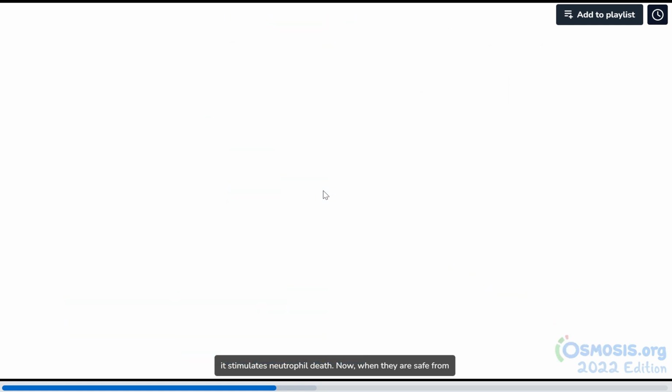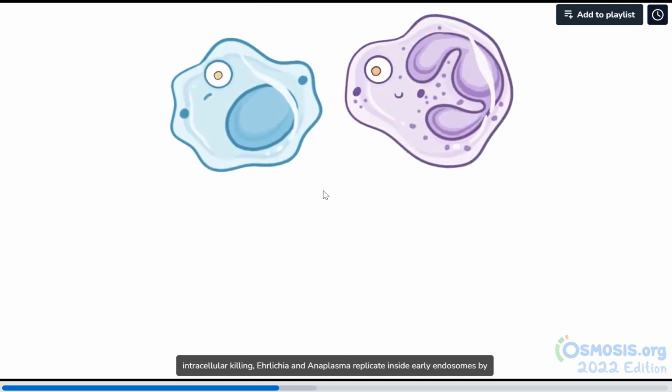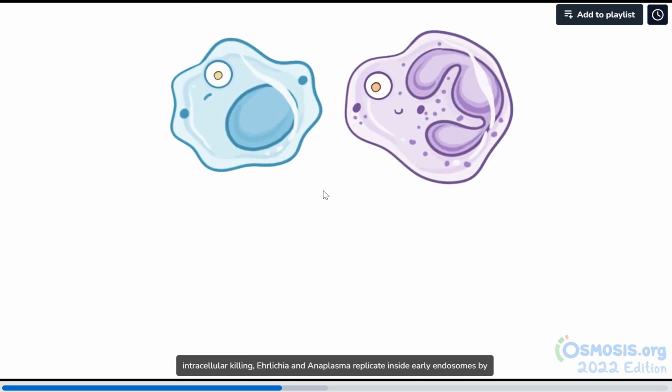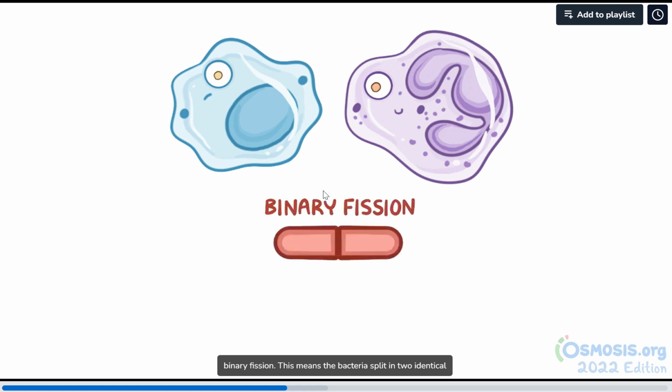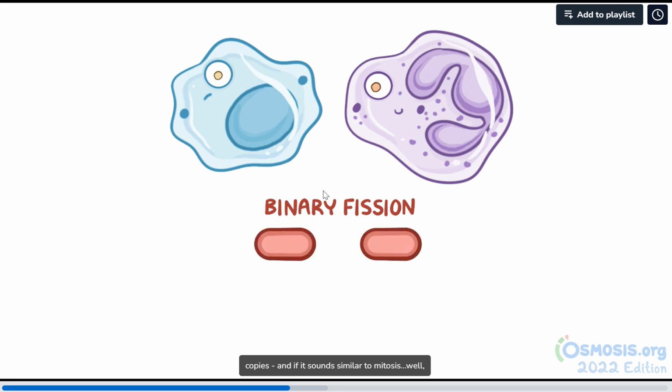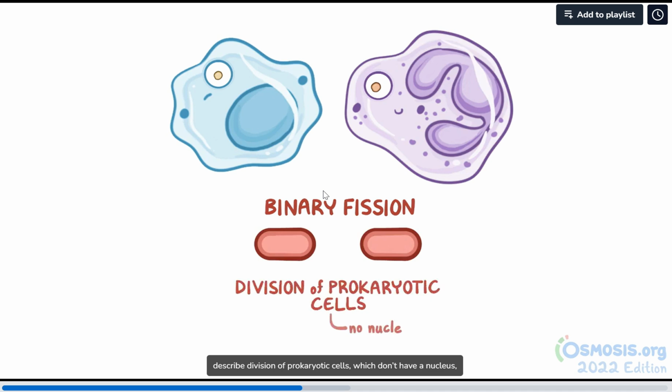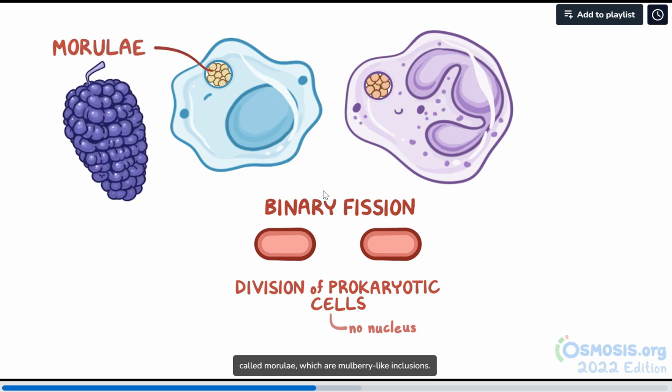Now, when they're safe from intracellular killing, Ehrlichia and Anaplasma replicate inside early endosomes by binary fission. This means the bacteria splits into two identical copies. And if it sounds similar to mitosis, well, it is. But the term binary fission is used to describe division of prokaryotic cells, which don't have a nucleus, and therefore some steps in replication are different from mitosis. So they form microcolonies inside endosomes, called morulae, which are mulberry-like inclusions.